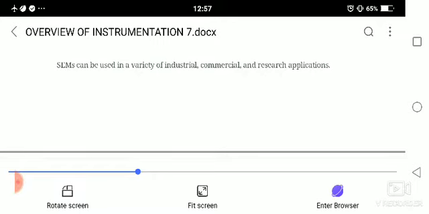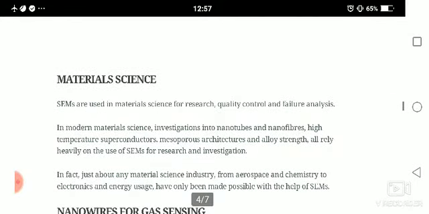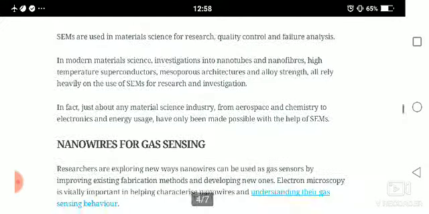The SEM can be used in a variety of industrial, commercial, and research applications. So, material science. SEMs are used in material science for research, quality control, and failure analysis. In modern material science, investigations into nanotubes and nanofibers, high temperature superconductors, mesoporous architectures, and alloy strength all rely heavily on the use of SEM for research investigations.